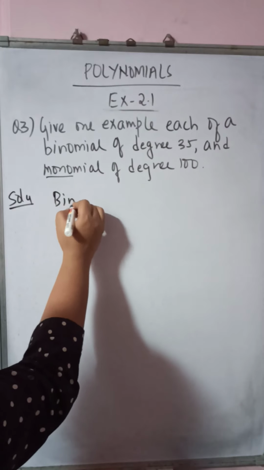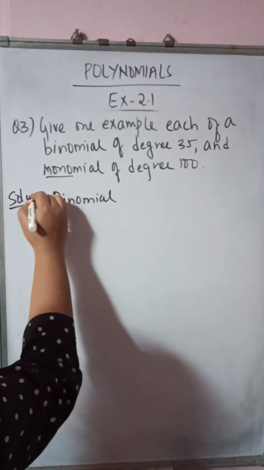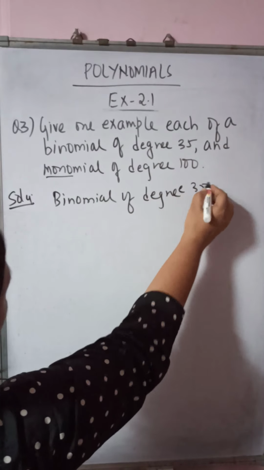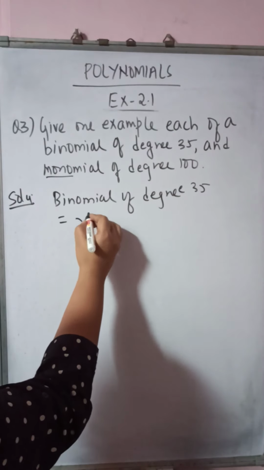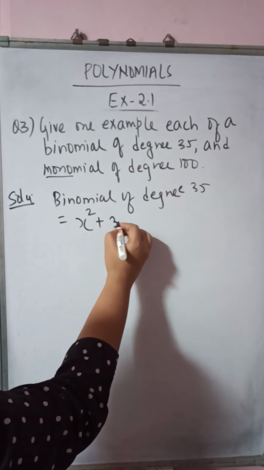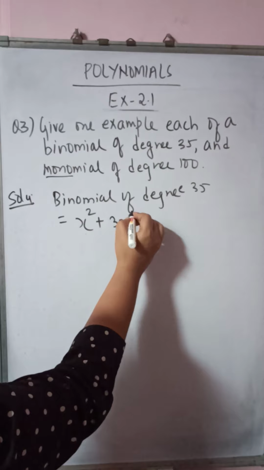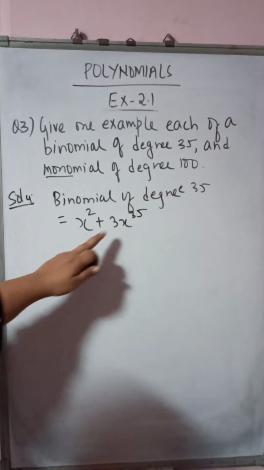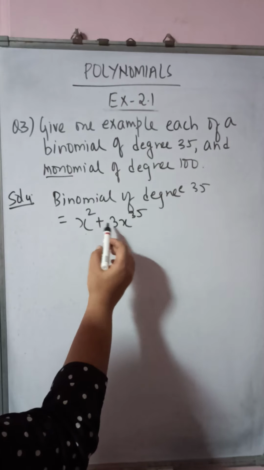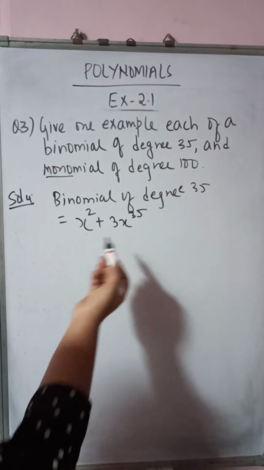So for binomial of degree 35, I can write x square plus 3x raised to power 35. So I have written a binomial, two terms, where both are x terms, and the highest power of the variable is 35. So this is done.